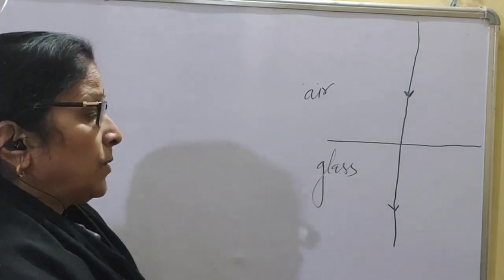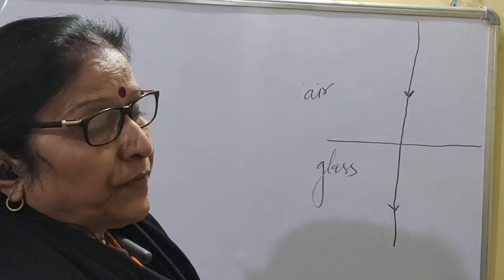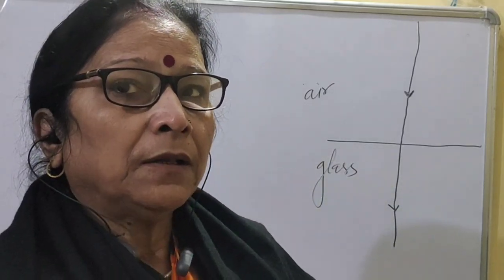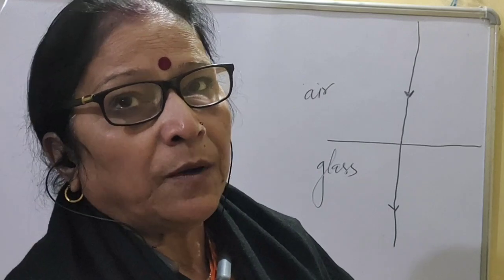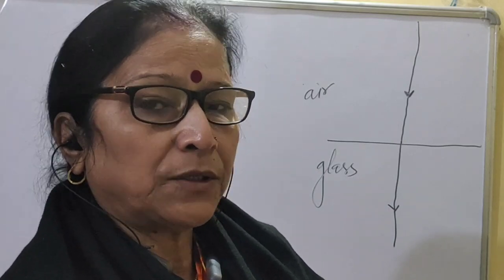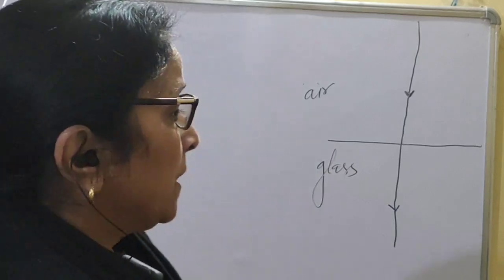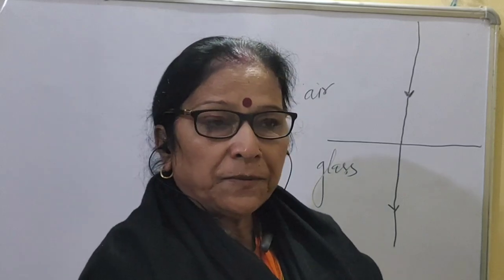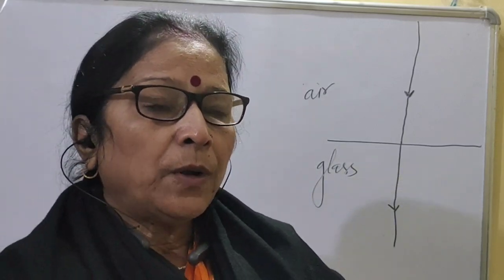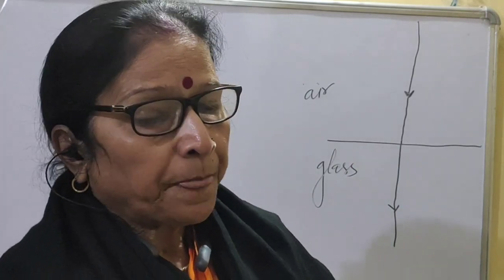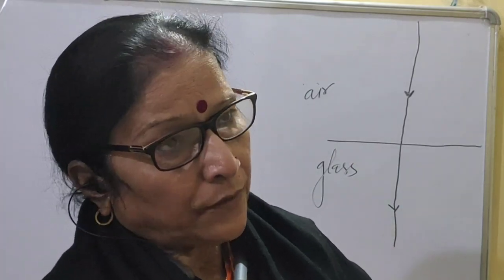Now, as a whole, what can we say refraction is? The phenomenon of changing the path of light when it passes from one medium to another medium is called refraction of light. Okay, so that is refraction of light, and the activities I will show you will be based on this refraction of light. Why does refraction take place? Due to change in speed of light.